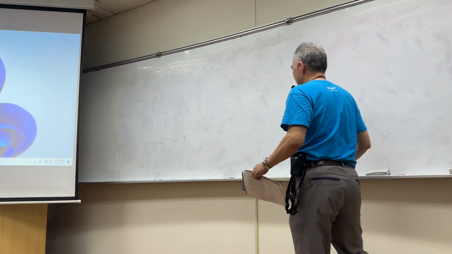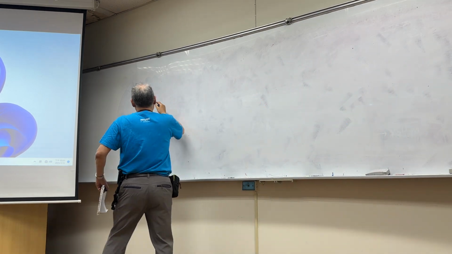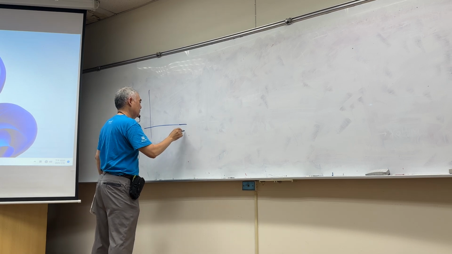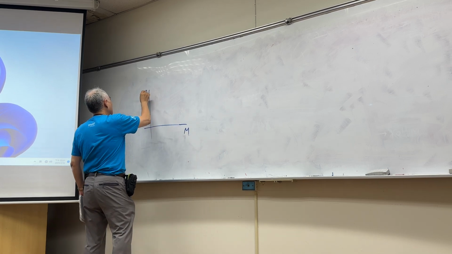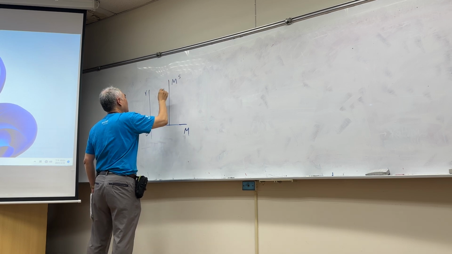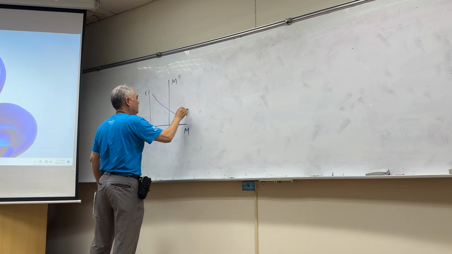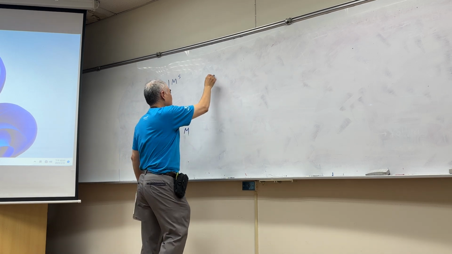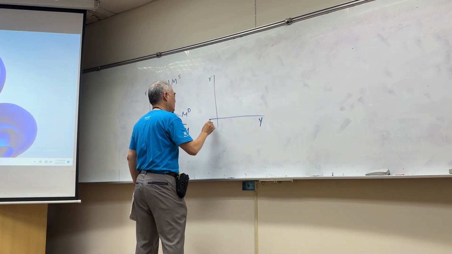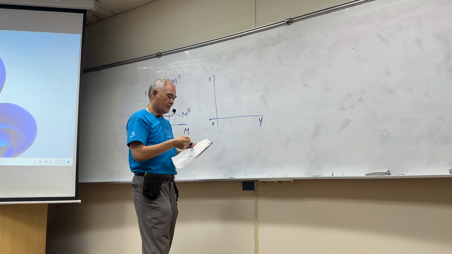Okay, LM. So we have the money market. Here is M, here is R, and you have money supply, and here you have money demand. And from here, we're going to get to the Y, R, LM curve.